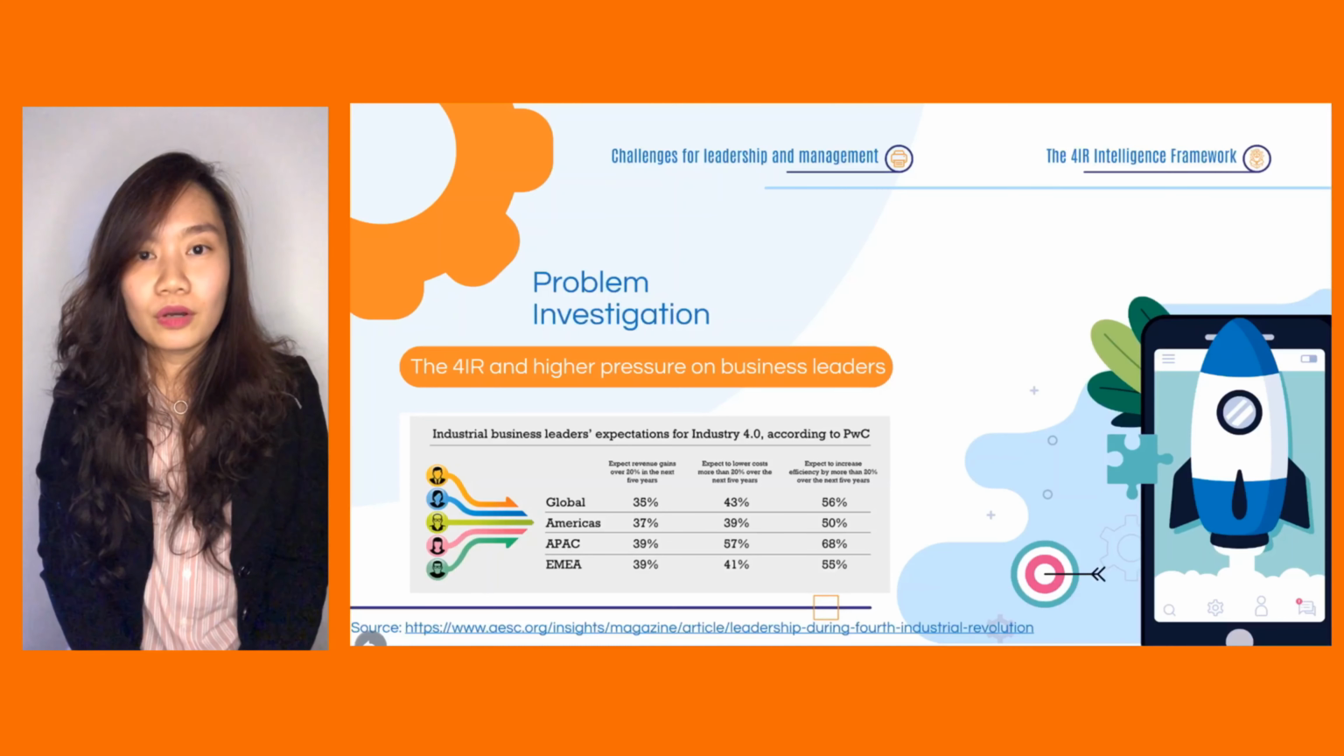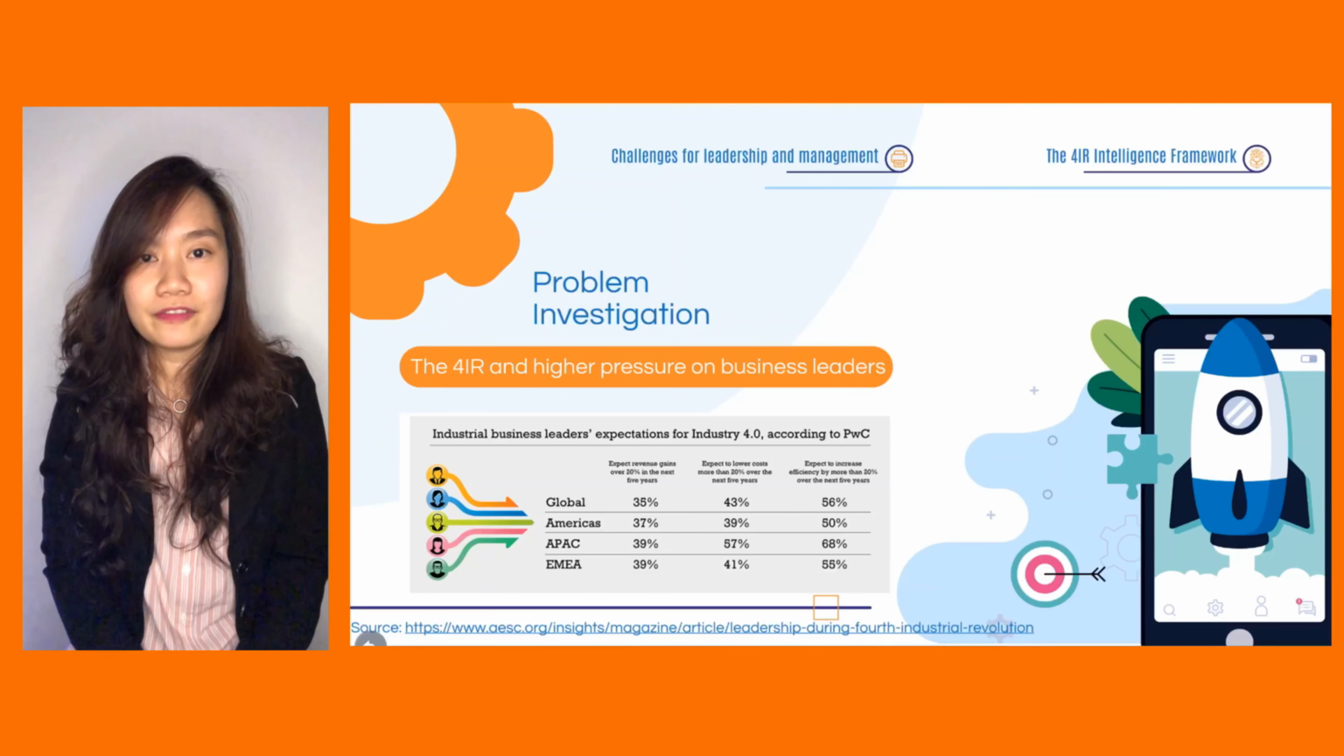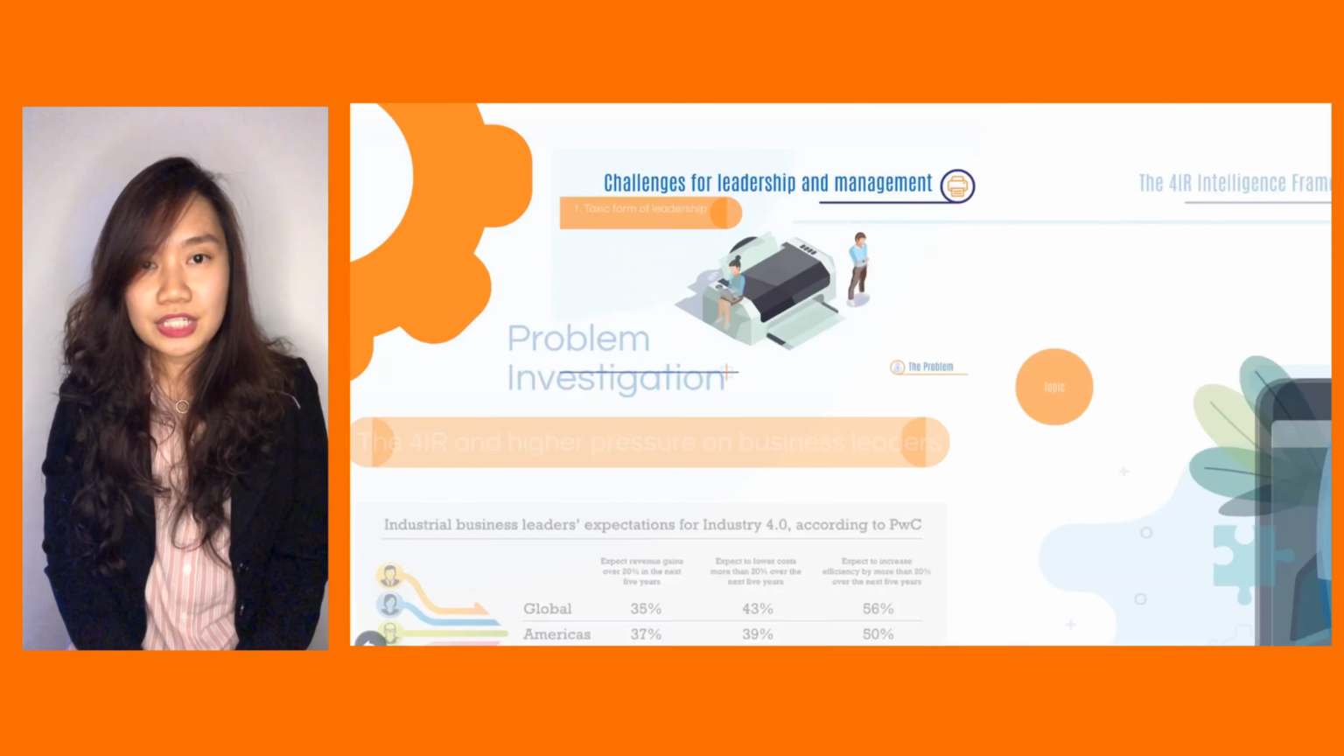As a result, globally over one third of the business leaders expect their revenue gains to exceed 20%, while 43% expect the costs to be reduced by more than 20% and 56% expect to increase efficiency by more than 20% over the years. It pressured leadership and management to achieve these new goals. In the following slides, we will analyze further challenges that business leaders have been facing in this digital era.